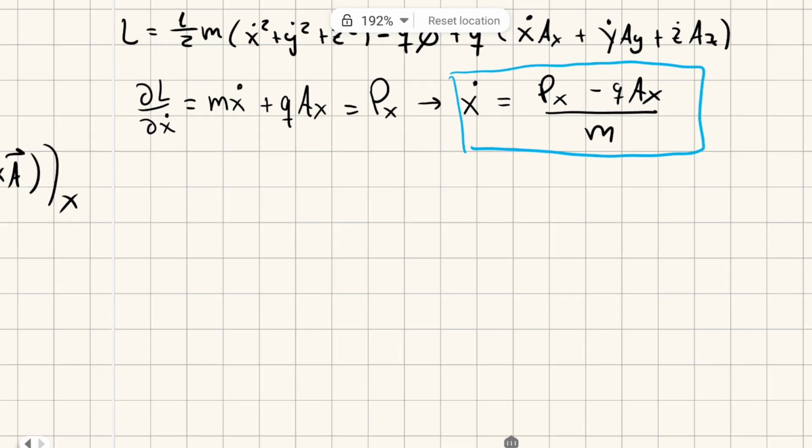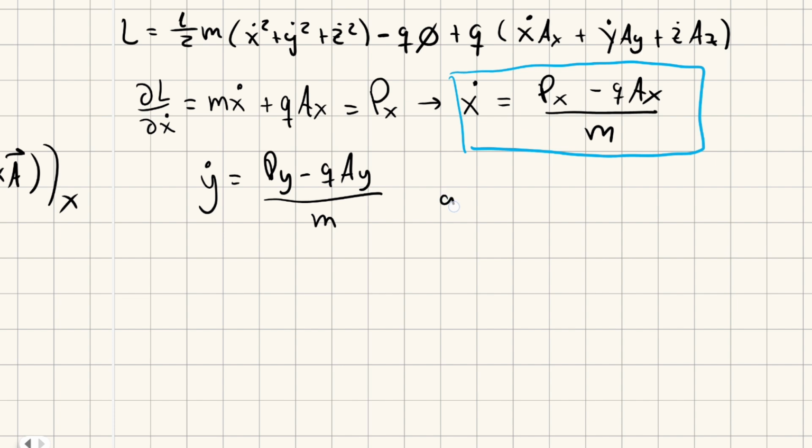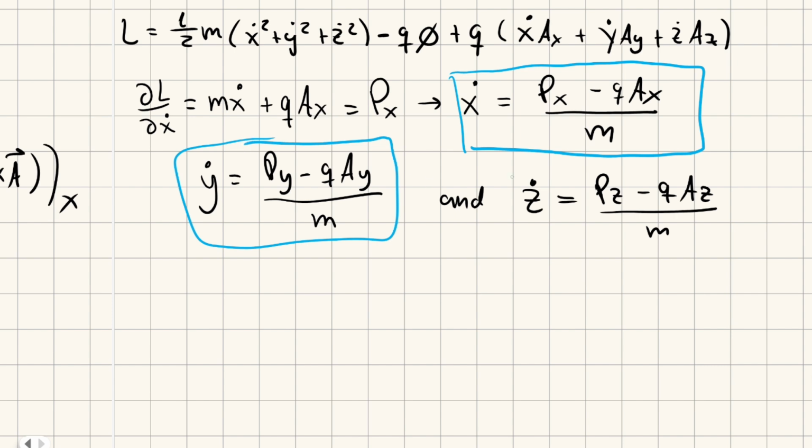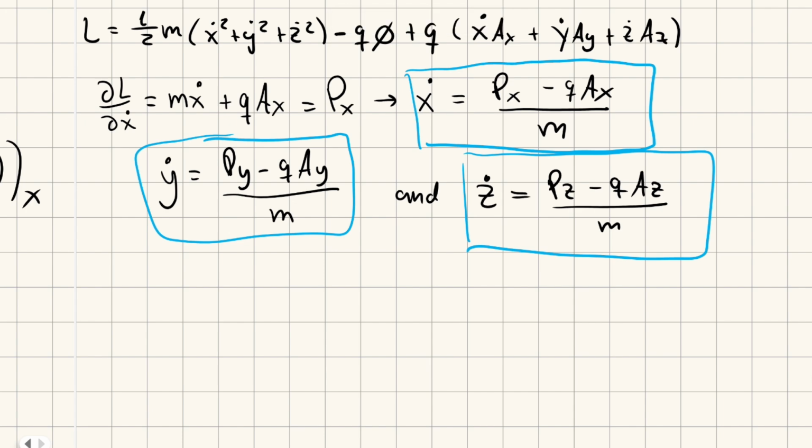And if, for symmetry, we calculate y dot and z dot, y dot equals py minus q ay divided by m, and z dot is going to be pz minus q az divided by m. Perfect. So here are all the transformations that we are going to need.